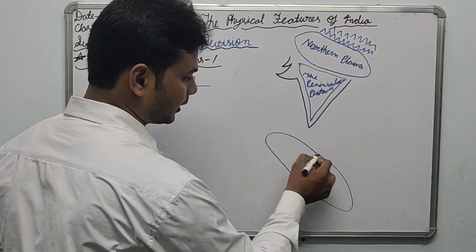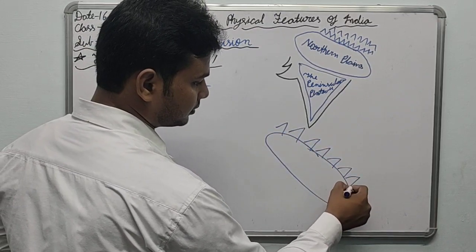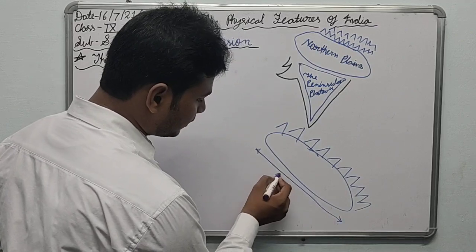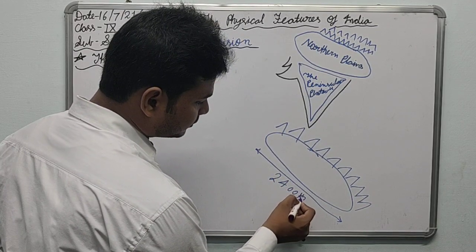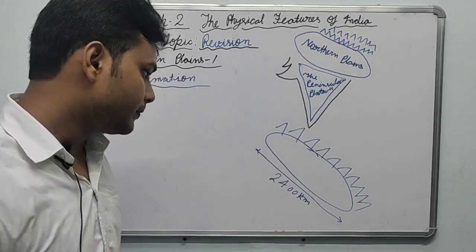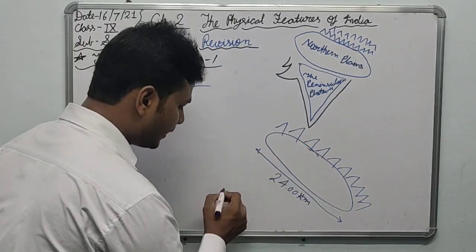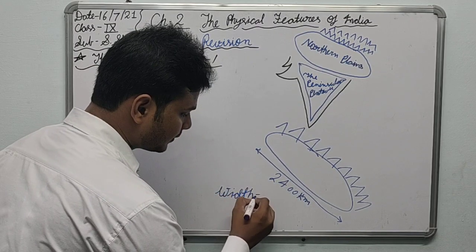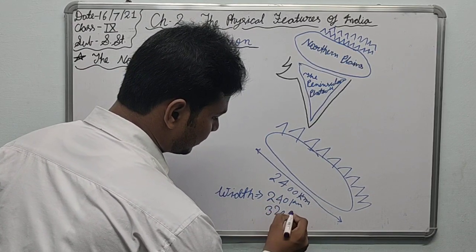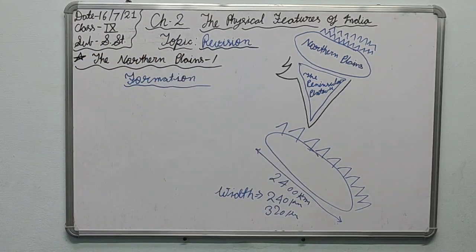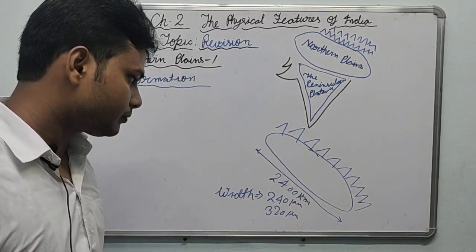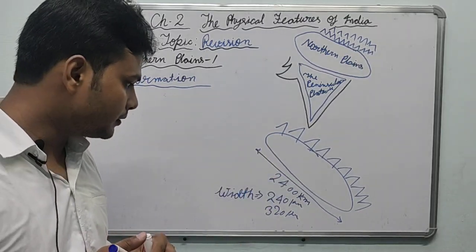So look, this is the northern plains like this on the foothills of the Himalayas. This is Shivalik. First of all, what is the length of this northern plain? That is equal to the length of the Himalayas, because it is situated on the foothills of the Himalayas. And the width varies from place to place. Somewhere you can find it 240 kilometers, somewhere 320 kilometers. That means the width of the northern plains varies from 240 to 320 kilometers from place to place. This is the average width. So the length and width are clear, I hope.